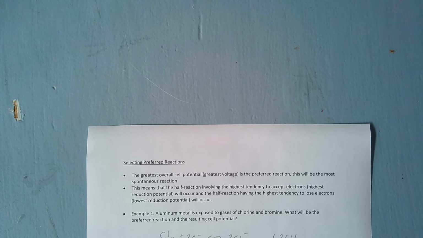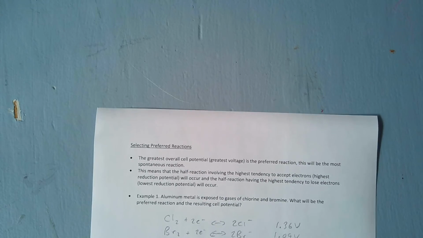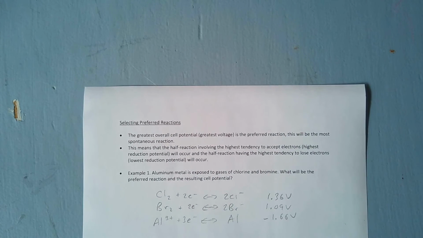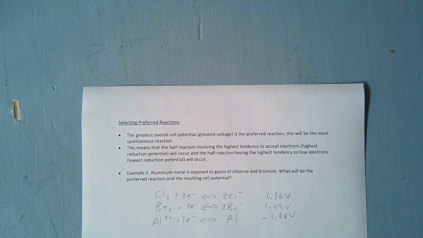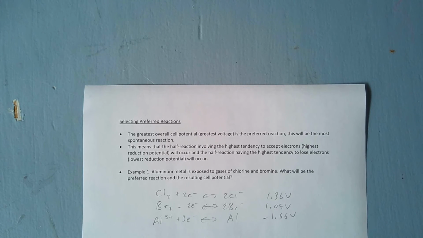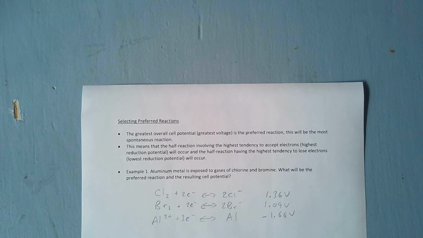Okay, so let's look at this one here. You've got aluminum metal and you've got it exposed to gases of chlorine and bromine. So that means those gases are in physical contact with the aluminum metal. And so we want to figure out what the overall reaction is going to be and then also what the cell voltage is going to be. These are the reactions that are from your table, with their reduction half cell potentials.